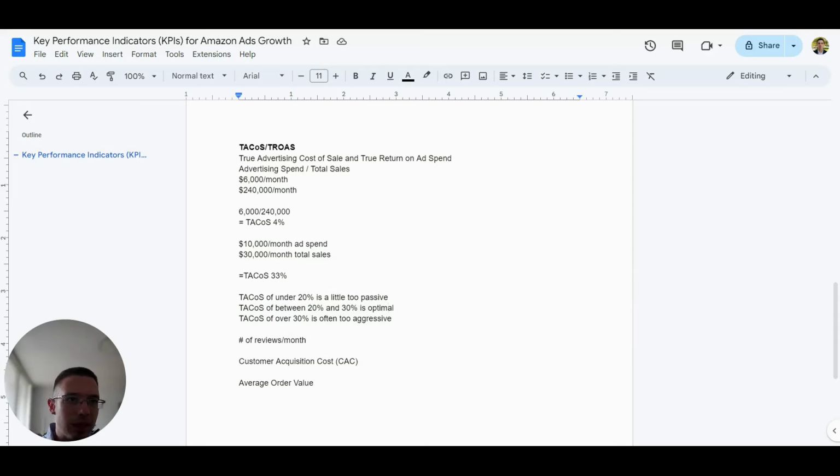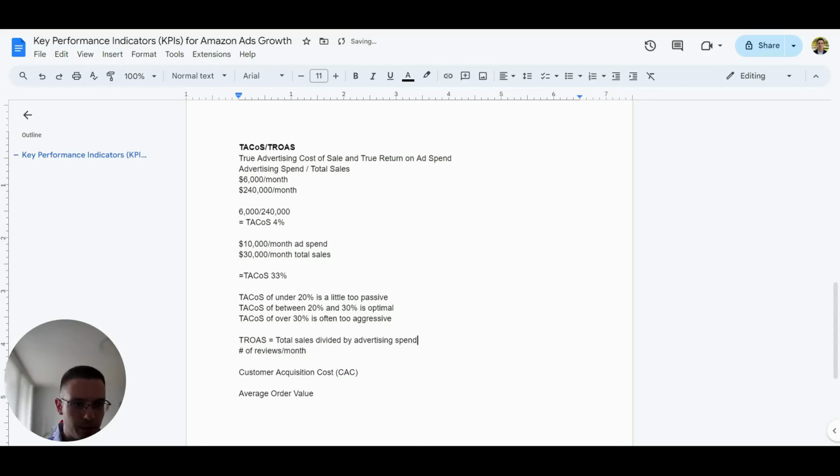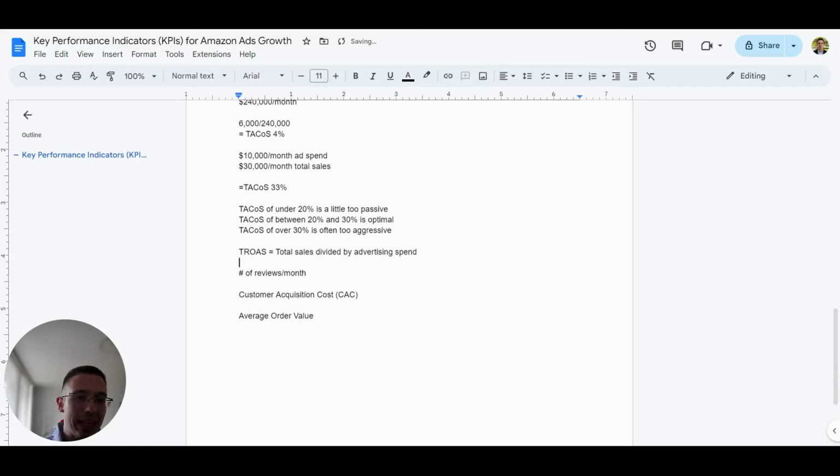TROAS is basically the same thing as TACOS, except the other way around. It would be equal to total sales divided by advertising spend. And that's another metric, TACOS, TROAS, that's overlooked, I would say, on Amazon. If you take a look at that, it'll give you an idea of your overall account health, overall advertising health compared to your total sales.